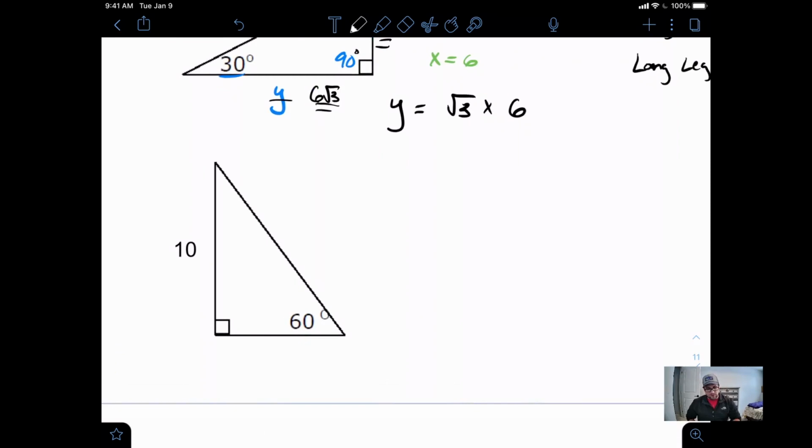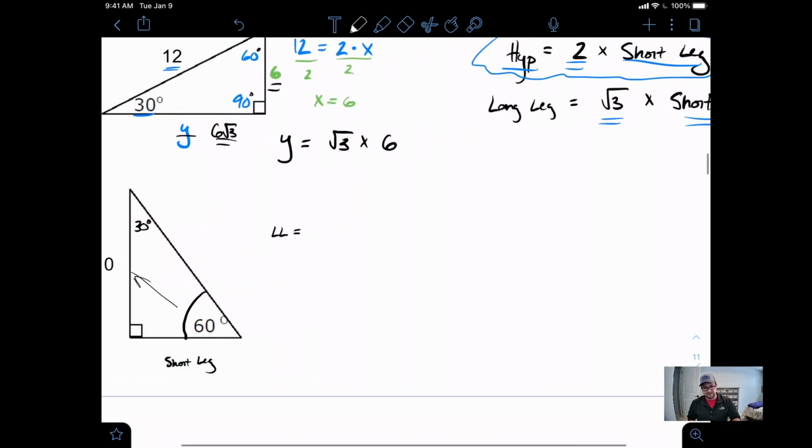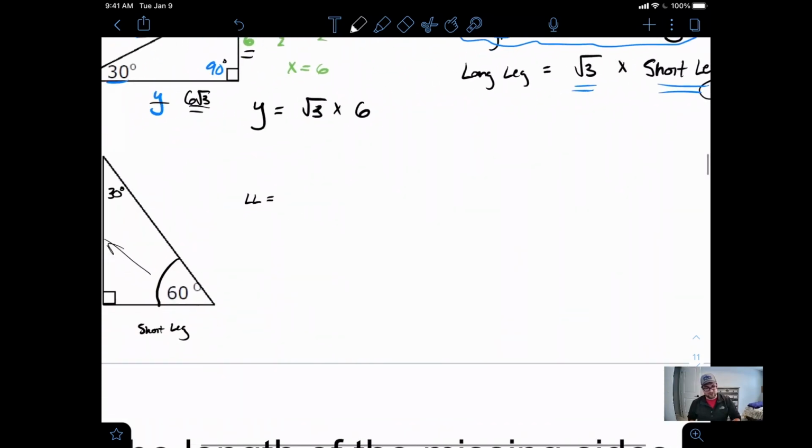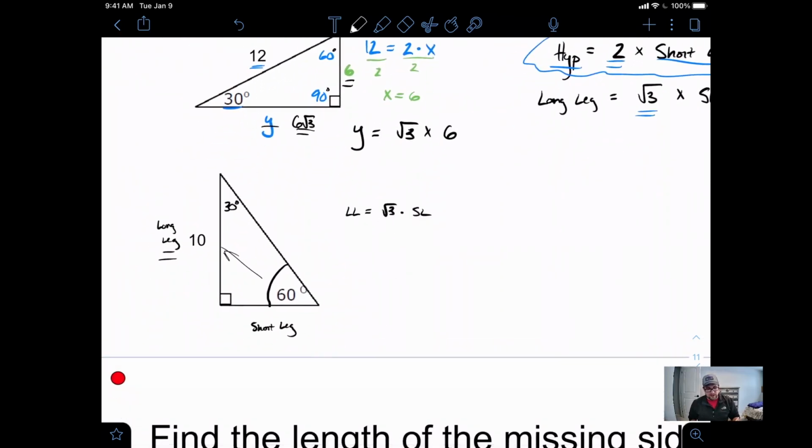Right now, we are being given a 60-degree angle. And that means that this will be our 30-degree angle. What you need to know is that across from the bigger angle is always going to be the bigger side. So this will be our long leg, and this will be our short leg. Right now, we know our long leg, so we need to use our long leg formula. And our formula says that the long leg is equal to the square root of 3 times the short leg. Since we don't know what the short leg is, we're going to solve to figure that piece out.